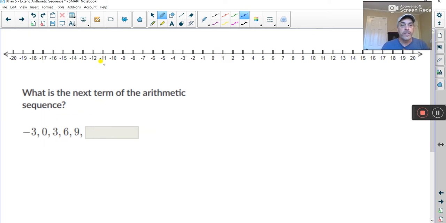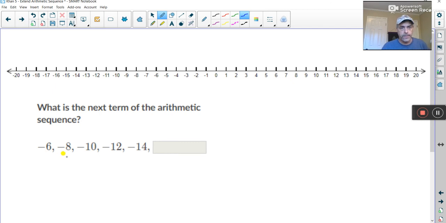All right, what is the next term of the arithmetic sequence? From -3 to 0, 0 to 3, 3 to 6, 6 to 9. I can see either in this number line example or down here with some mental math or perhaps even some subtraction that I'm just going to need to add 3. 9 plus 3 is 12. So that's going to be my next one. I just figure out what the common difference is, and I add that to the last term that they give me.